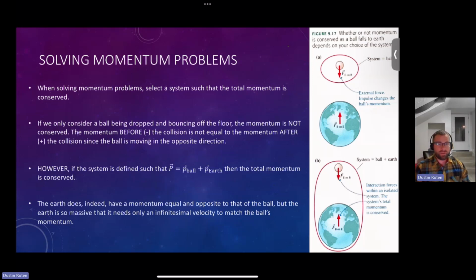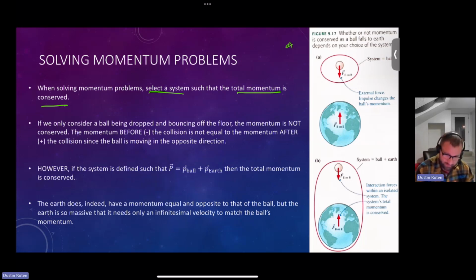Now, something you need to think about when you solve momentum problems. You're in charge of selecting your system. Okay, you get to do that. It's kind of like when we select our origin in kinematics problems or force problems. You want to select a system so that the total momentum is conserved. Because if you draw your box around the wrong part of the problem, you won't actually have conserved momentum for your situation, and then that could make things very tricky.